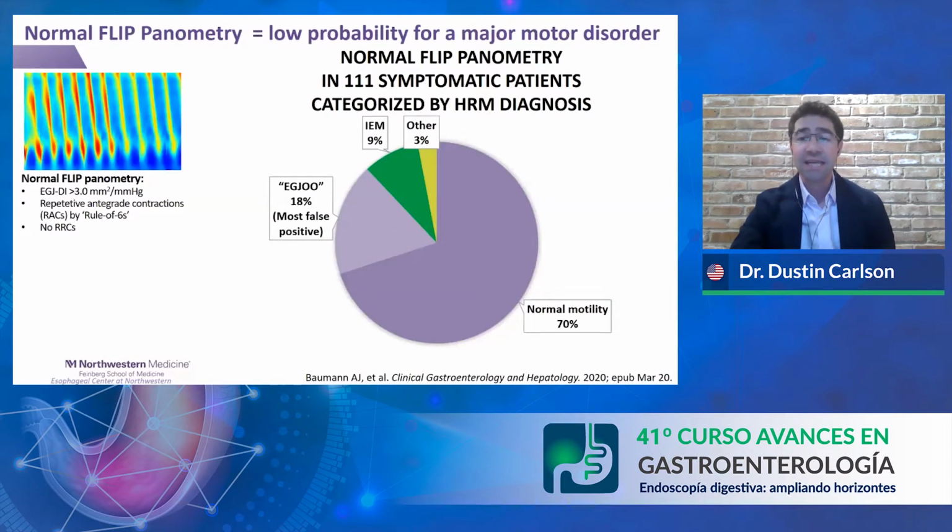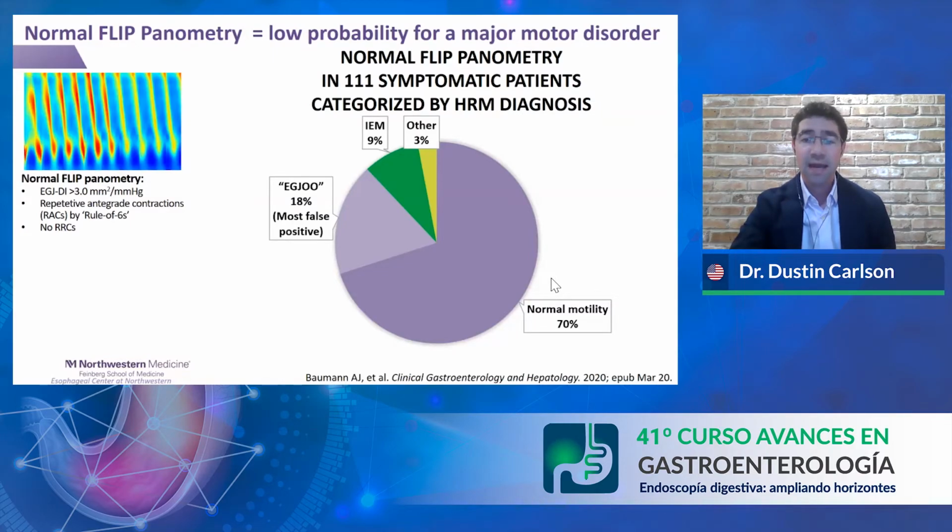Which segues into a second key point, and that is that a normal FLIP panometry is associated with a low probability for a major motor disorder. And we reported a study in which we identified 111 consecutive symptomatic patients that had a normal FLIP panometry that also completed high-resolution manometry. And the majority of these patients also had a normal motility on high-resolution manometry.